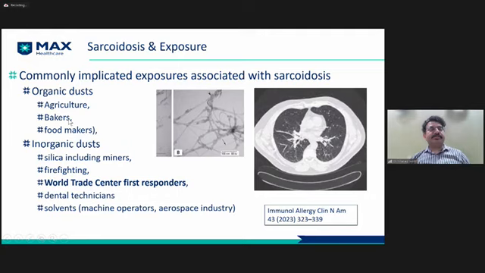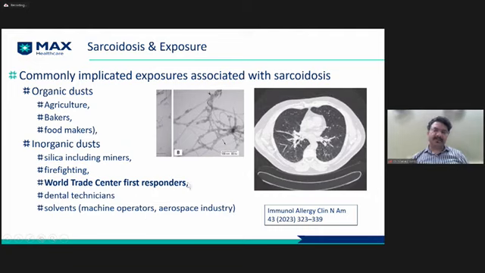Then bakers who are exposed to high heat and fumes, and food makers, they are also at high risk of developing sarcoidosis or sarcoidosis-like illness and ILD associated with these kind of occupational exposures. The inorganic dust can cause sarcoidosis or similar illness in the lungs, and then firefighting industries, then WTC or World Trade Center first responders, and dental technicians, and people who are using solvents for machine operators or aerospace industry.